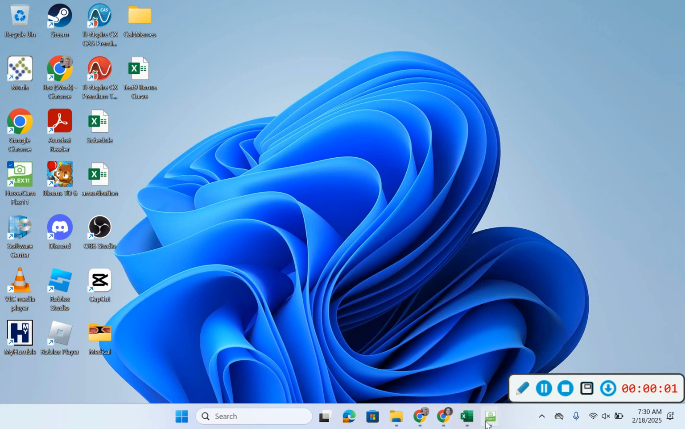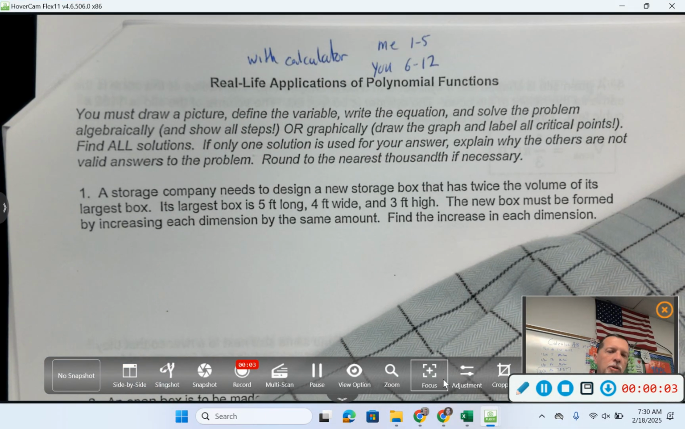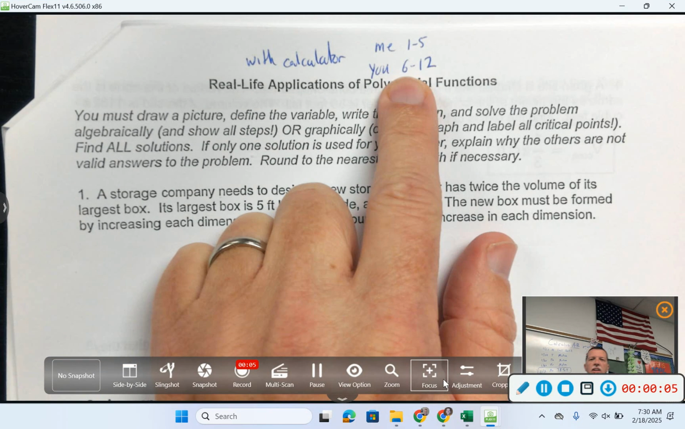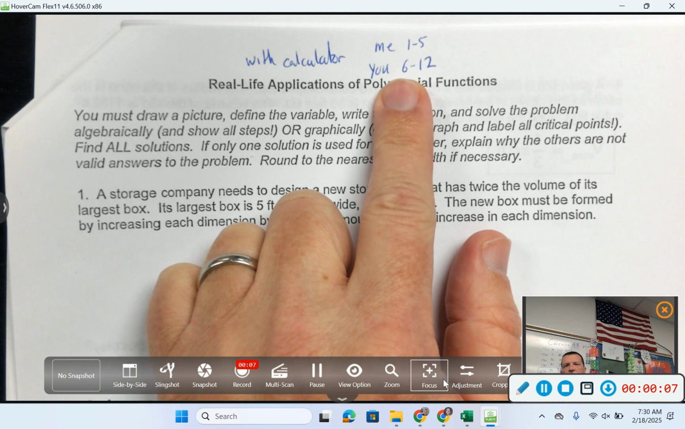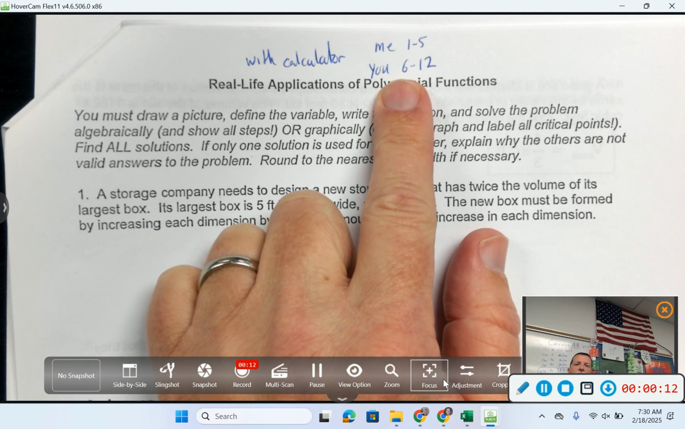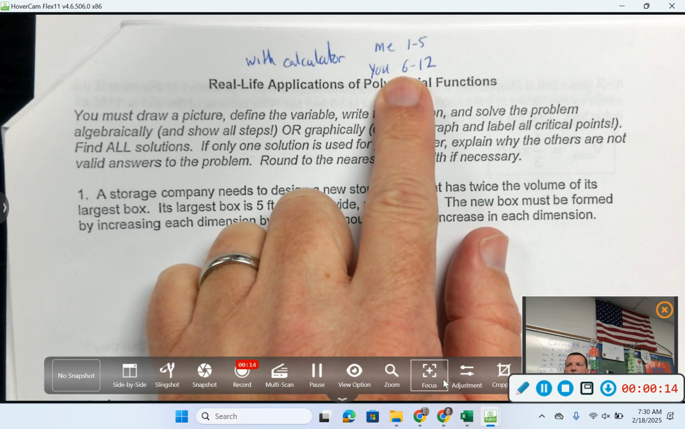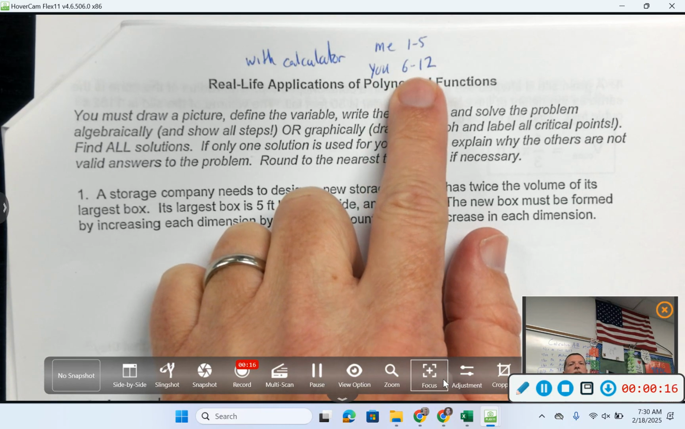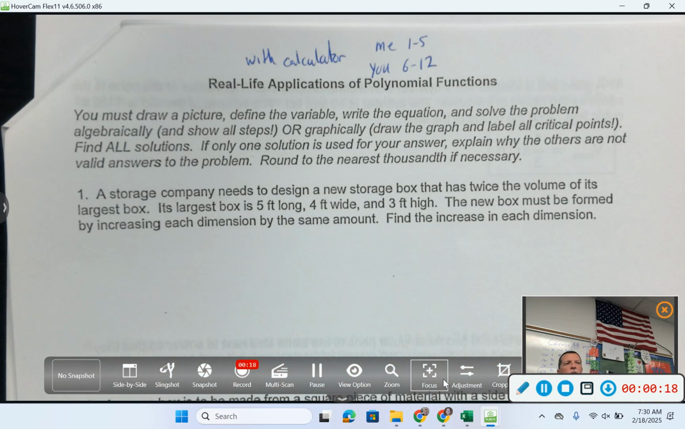Kids' grades off of there. I will do 1 through 5, and then I will assign 6 through 12. So, not quite half will I do with you. 1 through 5, 6 through 12.